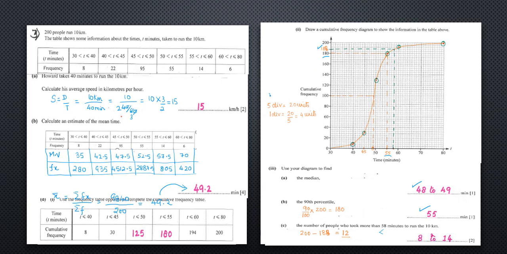It's important to note over here that on the y-axis, this is what the scale is. 5 divisions. These are 5 divisions which equal 20 units. Hence, one division is equal to 4 units. So over here, when we reach this point, this is going to be 180 above, so 184, and that's going to be 188. So 188 people took less than 58 minutes. So in order to find out the number of people who took more than 58 minutes, it's 200 minus 188, which is 12. So 12 essentially does fall within the range of the answer of 8 to 14.